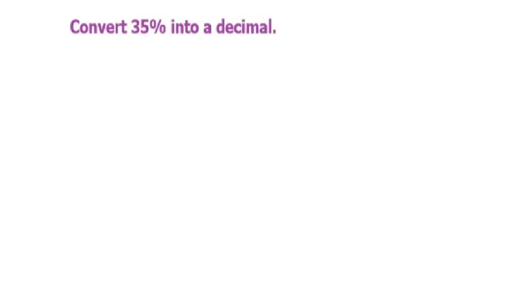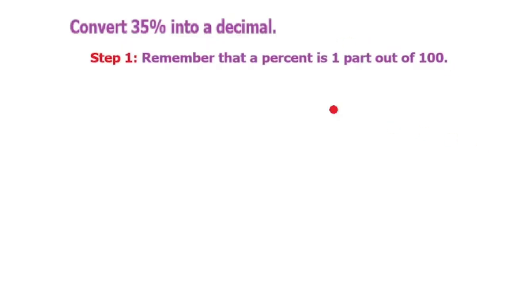In this video, we're going to learn how to convert percentages into decimals. So if we have a problem like this that says, convert 35% into a decimal. The first step is to remember that a percent is 1 part out of 100. That's all it is. A certain part out of 100.